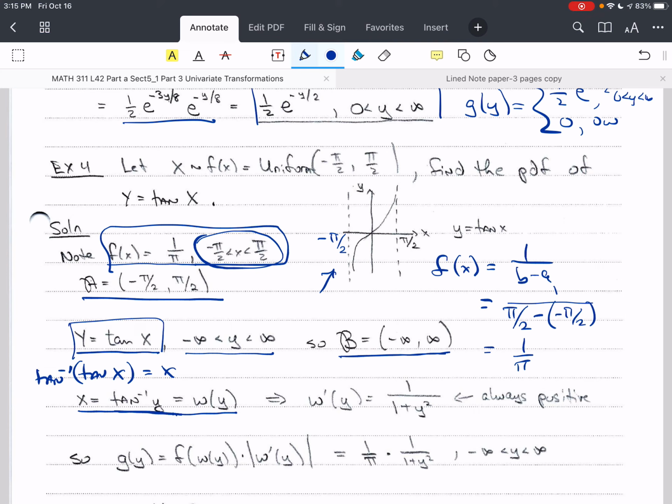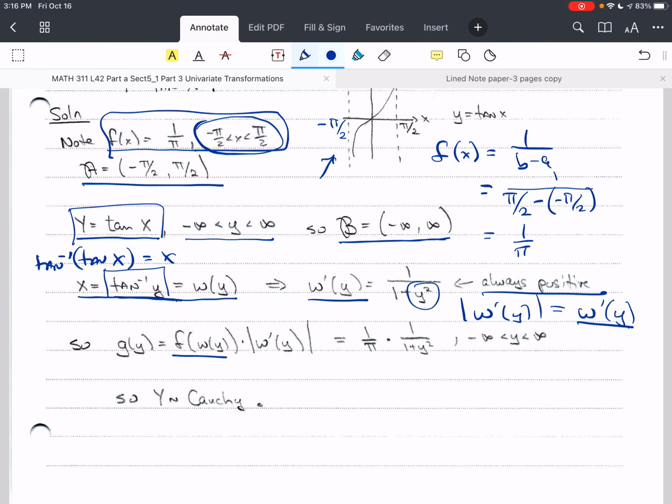So we take the derivative of w, which is w prime. And if you remember from calculus, the derivative of the arctangent of y is 1 over 1 plus y squared. And notice, because we have y squared, this is always positive. Always positive. So that means that the absolute value of w prime of y is simply equal to w prime of y in this one case. So that is not true always. In fact, in one of the last examples, we saw that was not true. So please make sure that you're very careful with the absolute value.